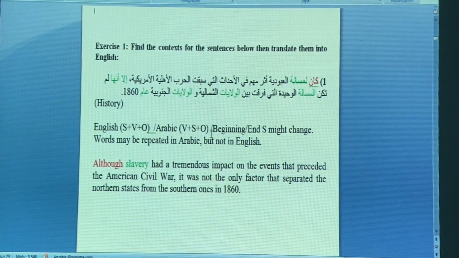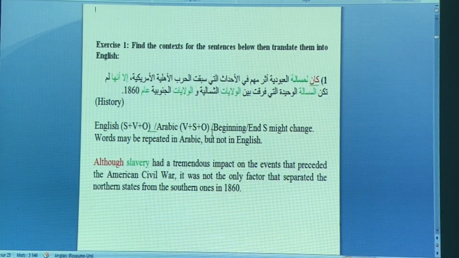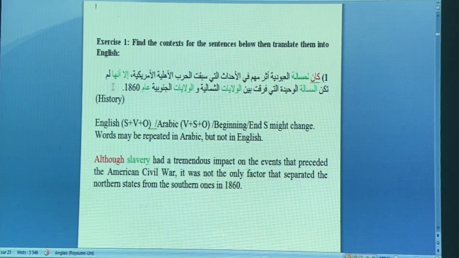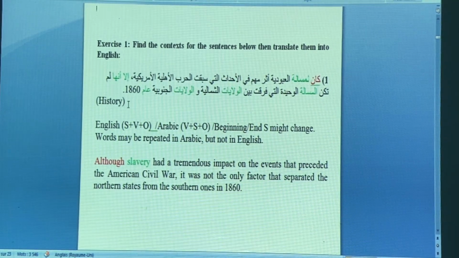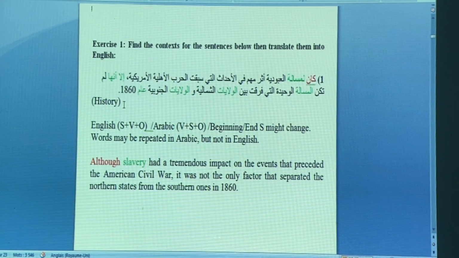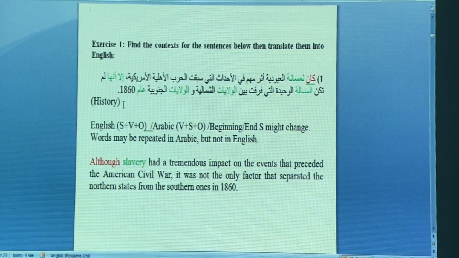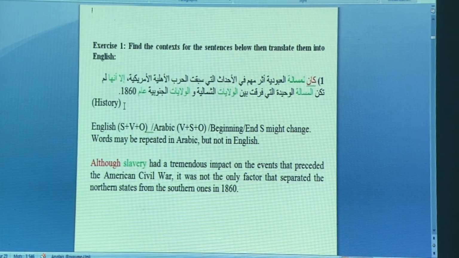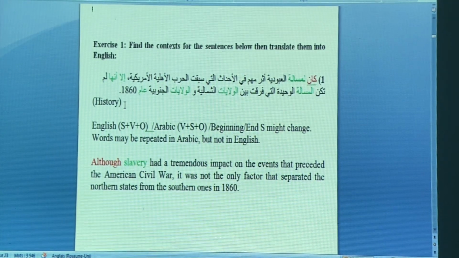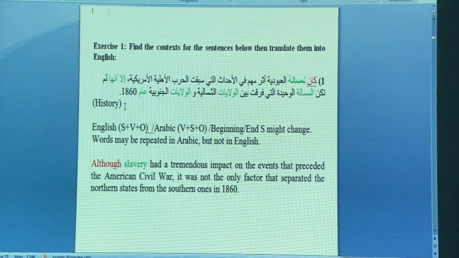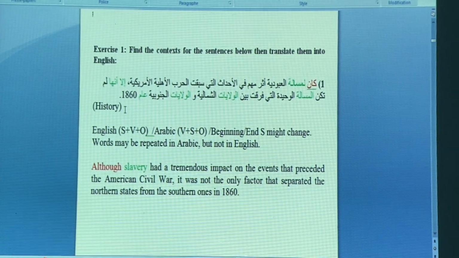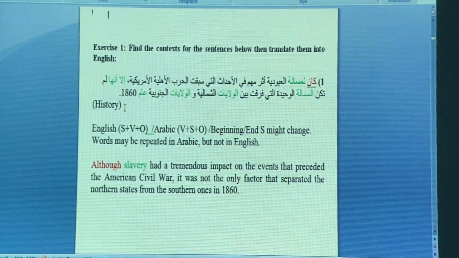So, if you look carefully at the sentence again, you will notice that we have إلا أنها. إلا أنها shows the opposition. It is in the middle of the sentence. In English, we can put it in the middle or in the beginning. I have translated it this way. Although slavery had a tremendous impact on the events that preceded the American Civil War, it was not the only factor that separated the northern states from the southern ones in 1860.